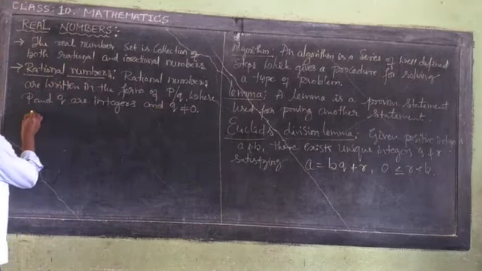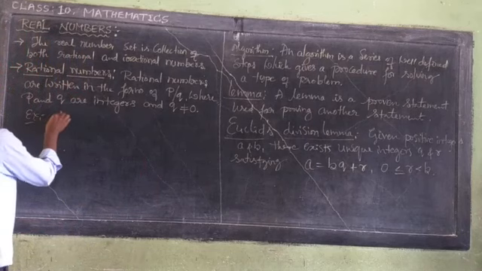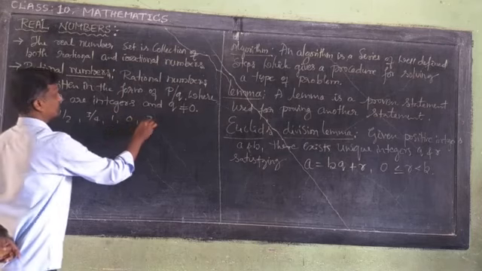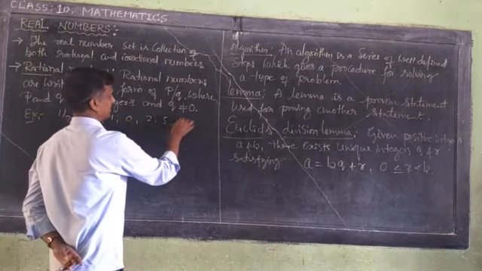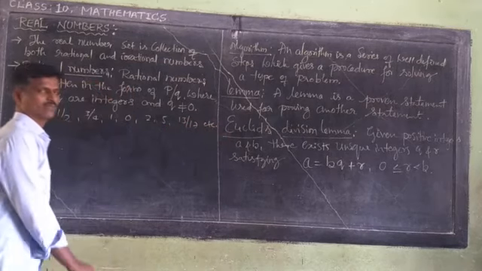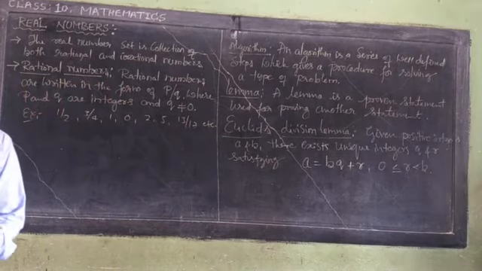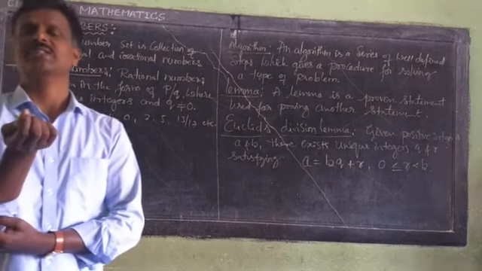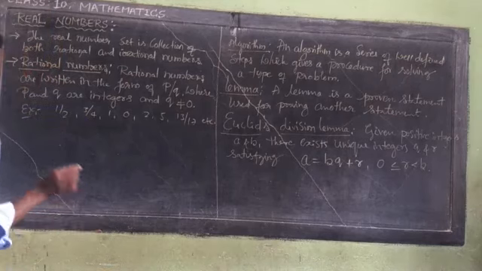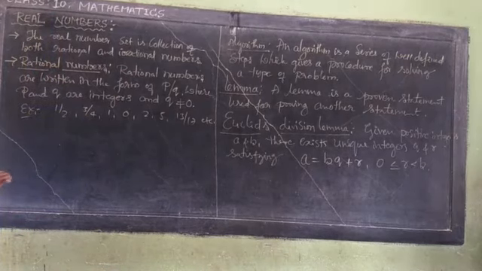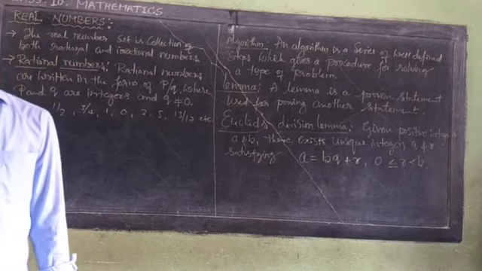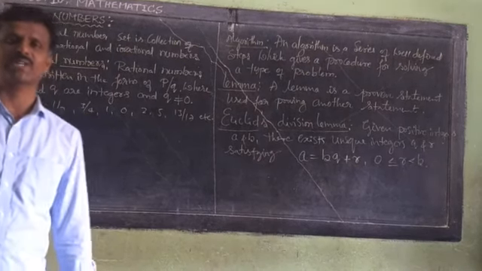Examples for rational numbers: 1 by 2, 3 by 4, 1, 0, 2, 5, 13 by 17, etc. These are the examples for rational numbers. There is one more definition for the rational number. A rational number has either a terminating decimal expansion or a non-terminating recurring decimal expansion.